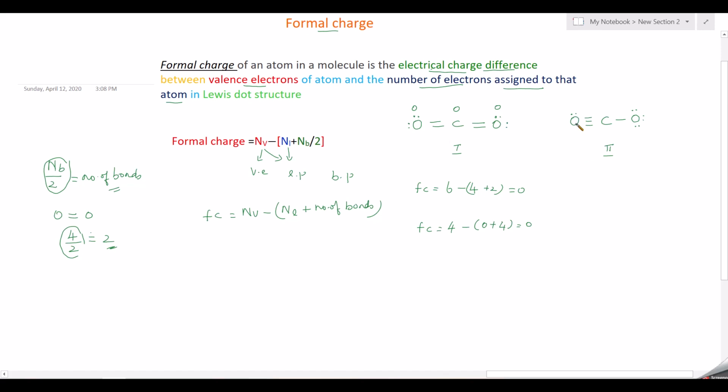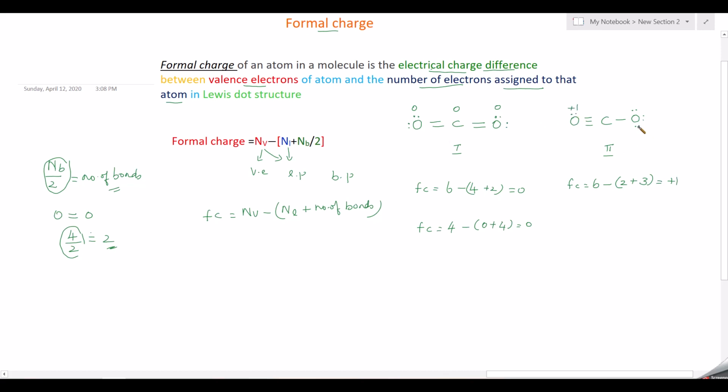Here for this oxygen you first find out. So formal charge is equal to, here the valence electron is 6 because it is oxygen, minus the number of lone pair electrons. Here only one lone pair, so 2 electrons. Then plus the number of bonds. Here 3 bonds are connected, so 3. That will be equal to 6 minus 5, so plus 1. So you can write plus 1.